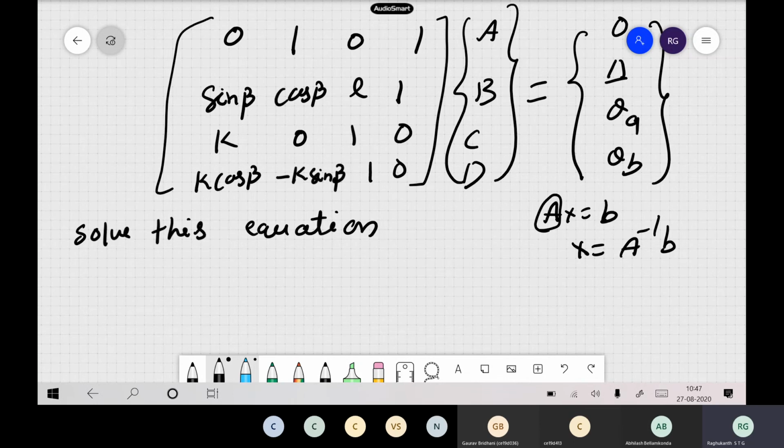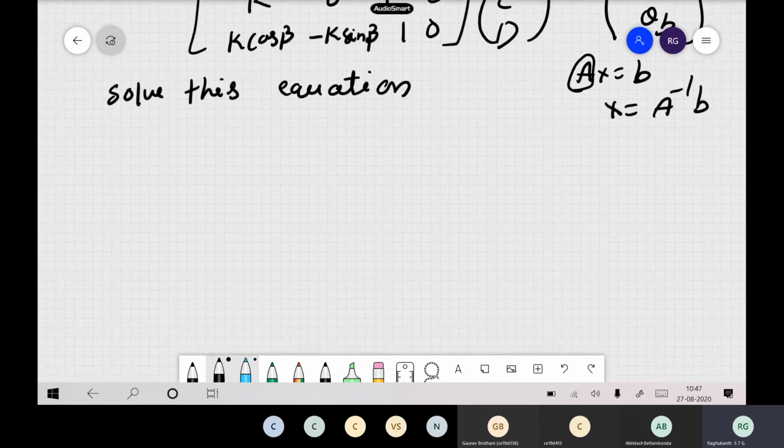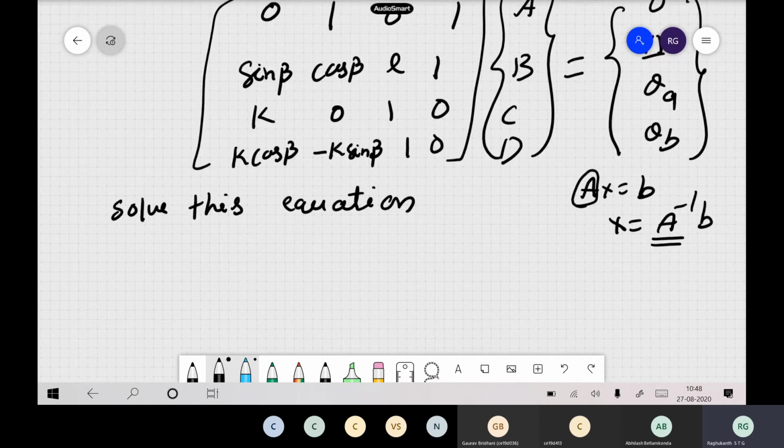so X becomes A inverse into B kind of a thing. So now you find out this inverse of 4 by 4 matrix. Nowadays in MATLAB, whether it is a 4 by 4 or 5 by 5, whatever matrix it is, you can easily get the inverse. The closed form you can find out. But in olden days, when MATLAB was not there, what rule did you use to find out the inverse of this type of matrices? Can anybody say?